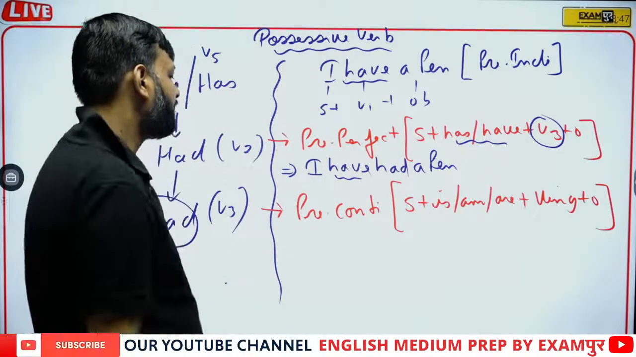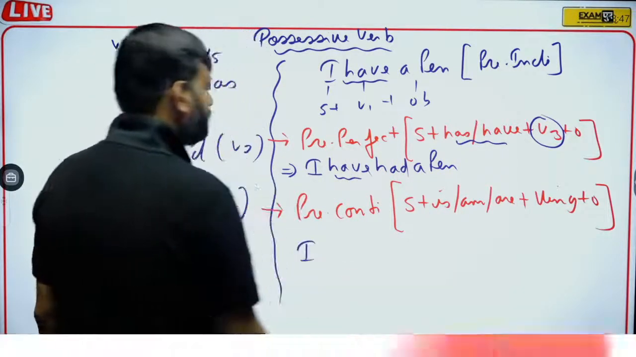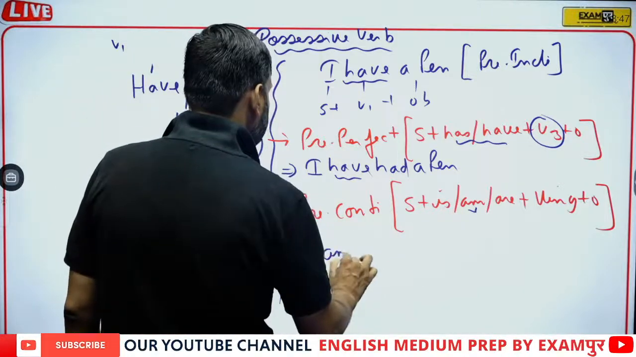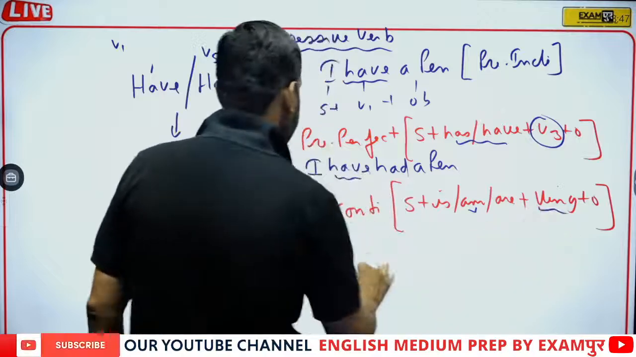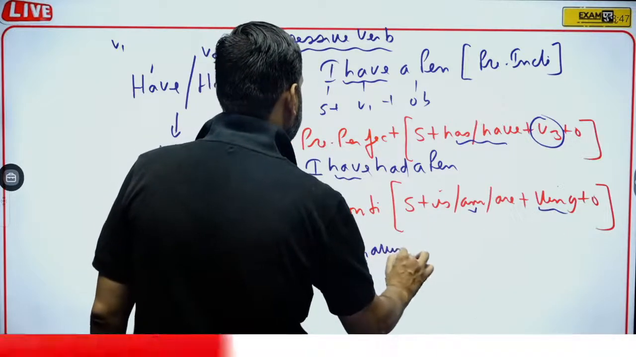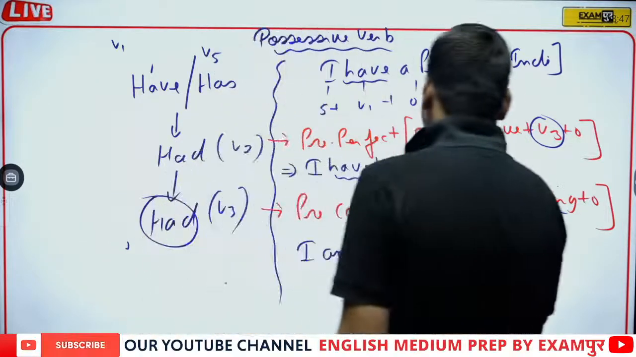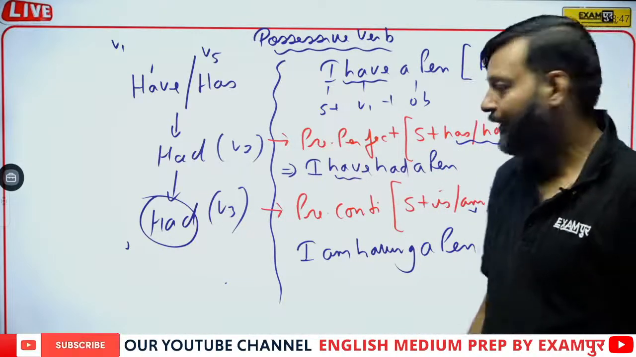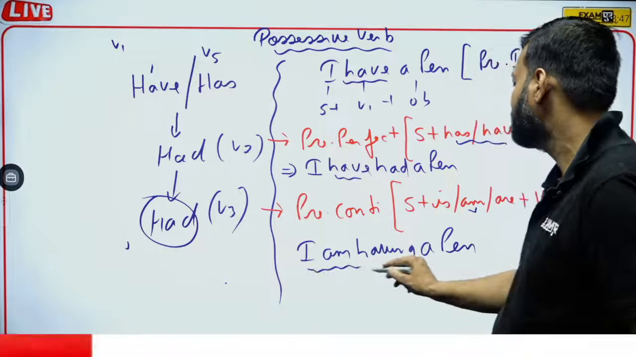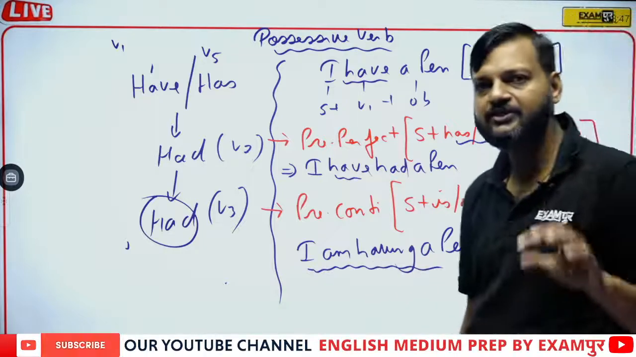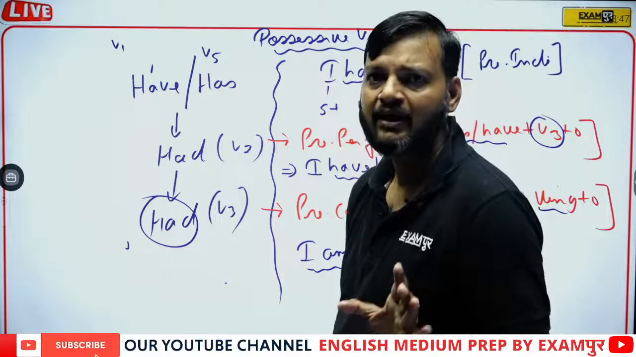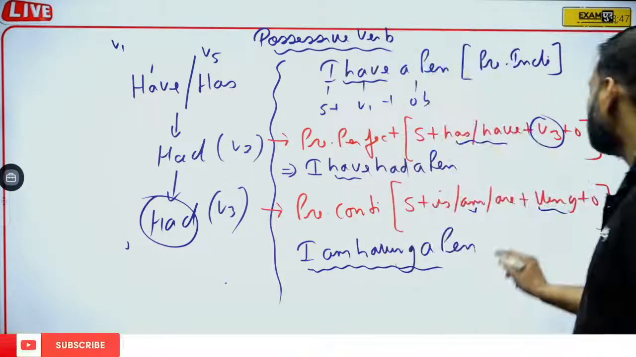Okay, now present continuous. So I, then after I we have to write am, then we have to write the ing form of the verb. So ing of have is having, and then a pen. I am having a pen. Now structure wise this sentence is correct. If we follow the structure of a present continuous sentence, this is correct. But meaning wise this sentence is wrong.